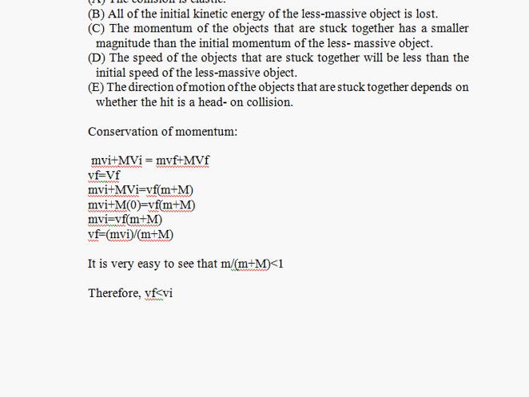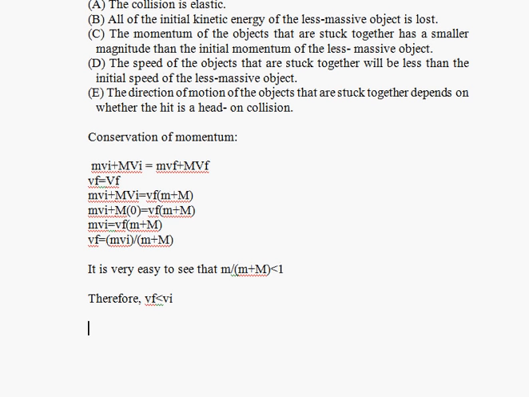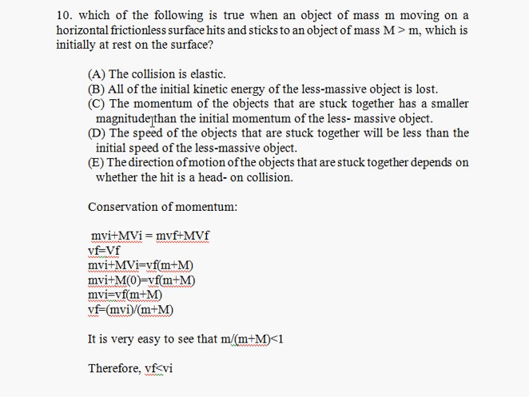Let's see which of the following translates our conclusion. The collision is elastic, of course not. All of the initial kinetic energy of the less massive object is lost? No, they have velocity still. The momentum of the objects that are stuck together has a smaller magnitude than the initial momentum of the less massive object? The speed of the objects that are stuck together will be less than the initial speed of the less massive object. This is the answer.